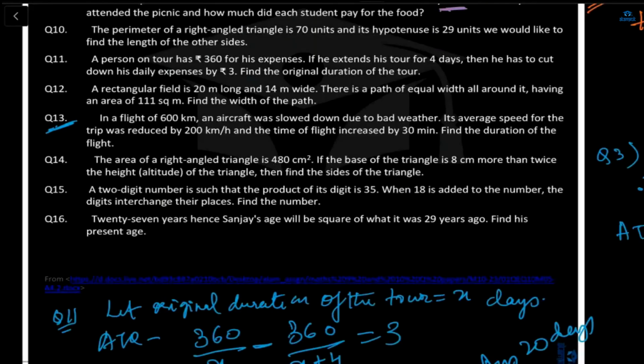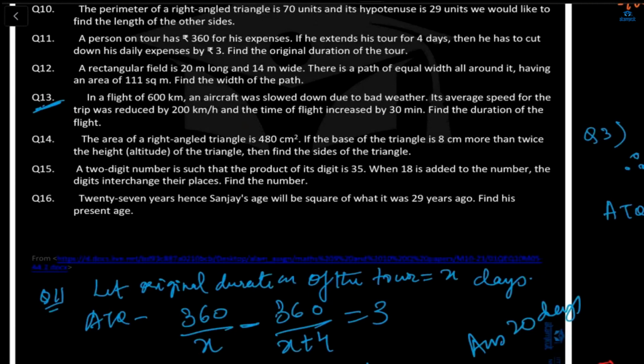Okay. Now, if you see question number 13, can you tell me what will be the equation? In a flight of 600 kilometer, an aircraft was slowed down due to bad weather. Its average speed for the trip was reduced by 200 kilometer per hour, and the time of flight increased by 30 minutes. Find the duration of the flight. So, what will be the duration of the flight?